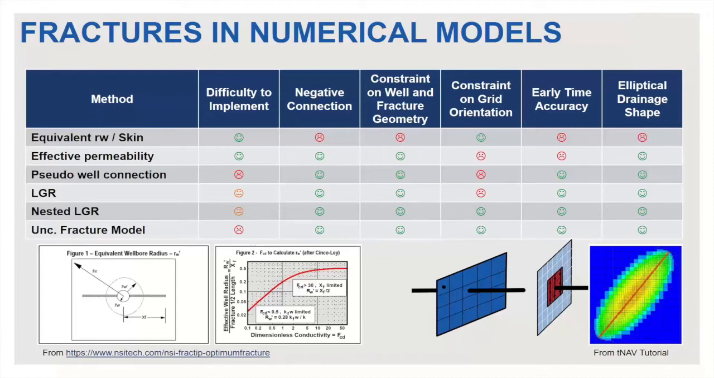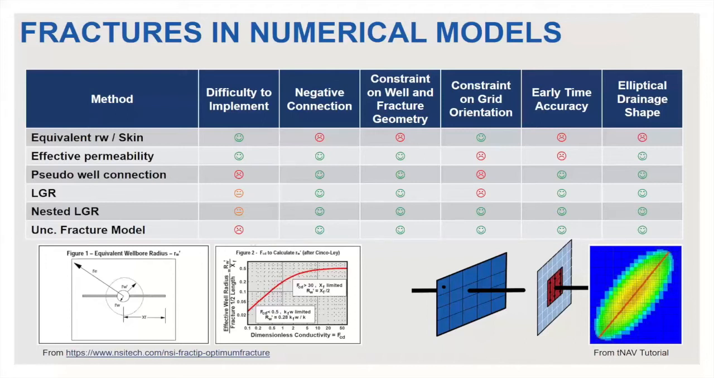So this table summarizes their limitations in terms of difficulty to implement, introduction of negative connection factor, constraints on well/fracture geometry, constraints on grid orientation. So some methods are only available if your grid is oriented along the maximum horizontal stress, the early time accuracy, and finally, the elliptical drainage shape.